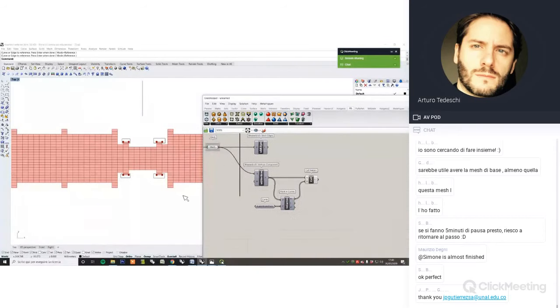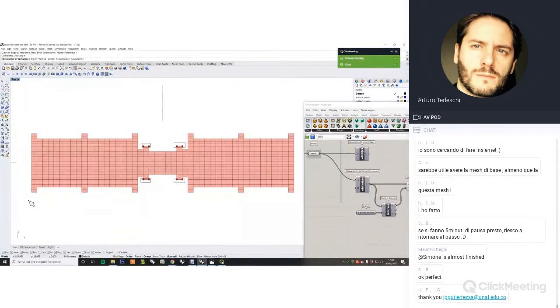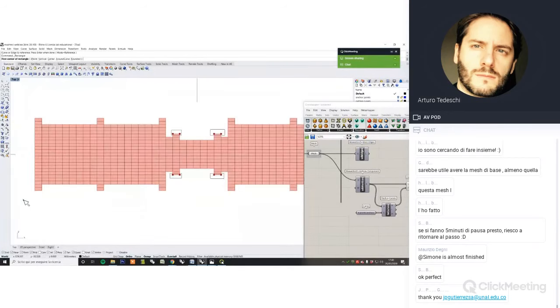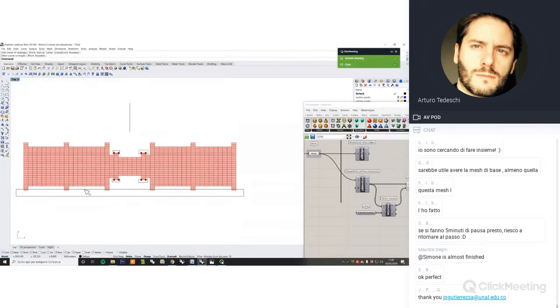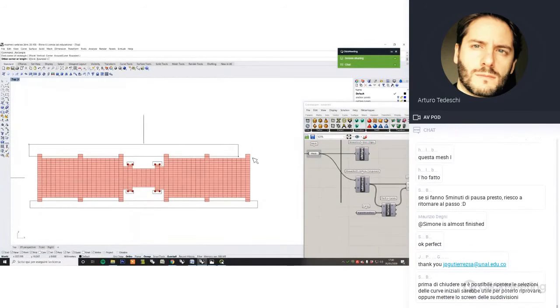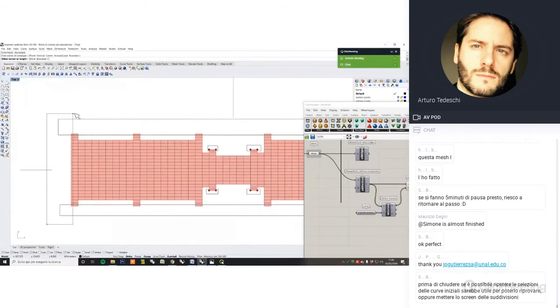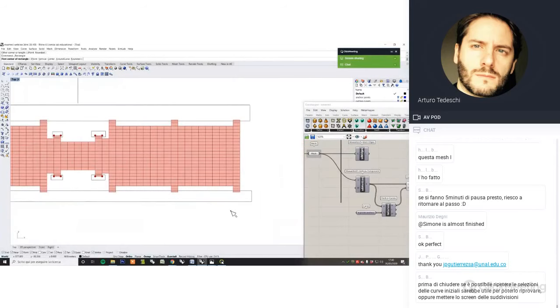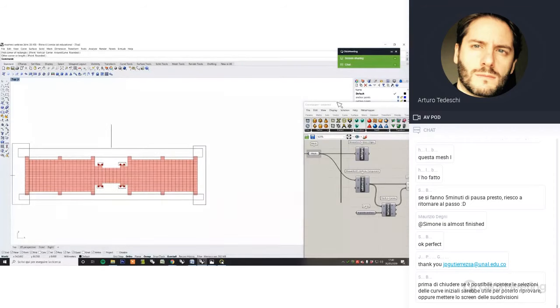Okay, then we have to select other anchors like this. Now, basically, I'm going to wrap this part here and this part here. Okay, and also like this. So I'm going to collect all this row of faces and also this one. Okay, so we have 1, 2, 3, 4 big elements.